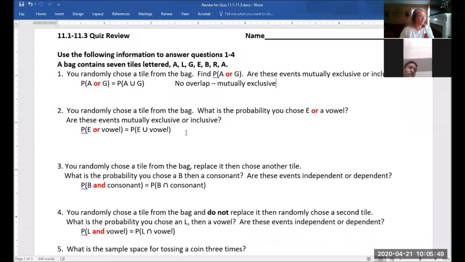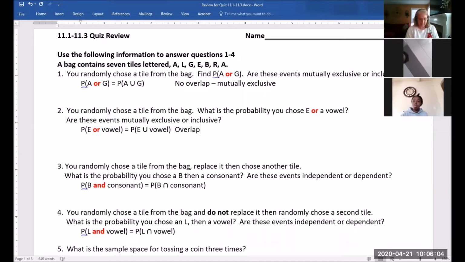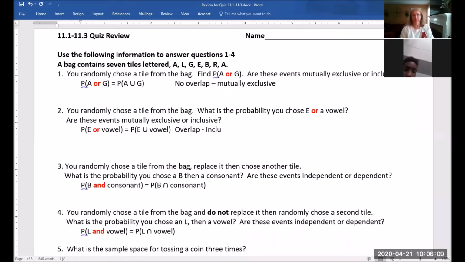So that means there's an overlap between the group that is E, which is one thing, and vowel. That's what tells me there's an overlap, so that's what we're going to write. There's an overlap, so this one is inclusive, again because E is a vowel. Does everybody understand that? Give me some feedback in the chat. Do you understand why it is inclusive? Because E is a vowel. Now, if we had put L there, then there would have been no overlap, just like in number 1, where there was no relationship between the A and the G.